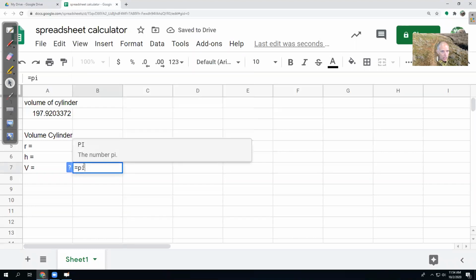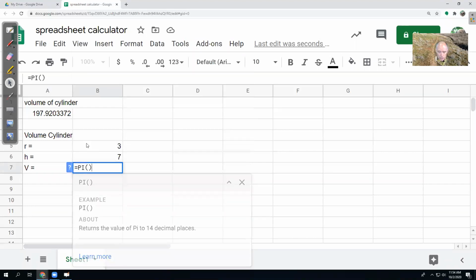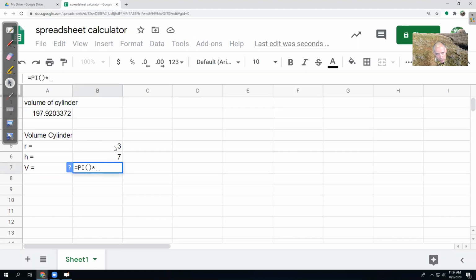So equals pi, close the parentheses, times. Now I don't have to type the 3 this time because it's on the screen. I just click on it, and the computer just grabs whatever is in cell B5, which is the cell I'm in for that 3 right there. Raise that to the second power, times, and then I click where the 7 lives because it's already on the screen, right? So you have a couple of different options. If the numbers aren't on the screen, you just type them in. Okay, so I had to type the 3 and I had to type the 7. If the numbers are already on the screen, then you just click where they're located to use them.